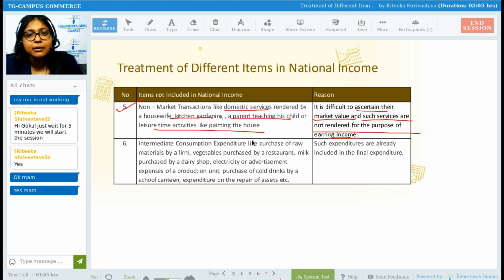Of course, if my father is treating me for my illness, he is not treating me by keeping in mind that, okay, I want to take profit from my daughter. No. Right? If our mother is cooking food for us in the kitchen, it's not in her mind that she'll take money from us or earn profit. So all these activities, all these services are not going to be included in the national income.